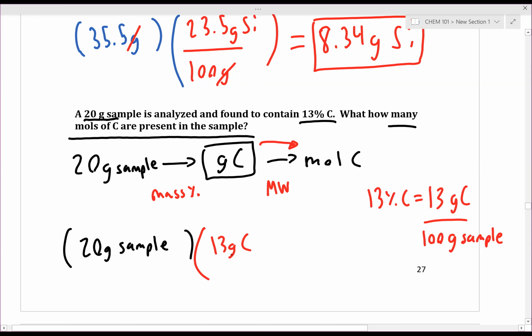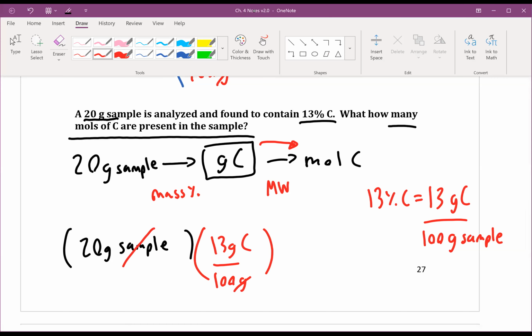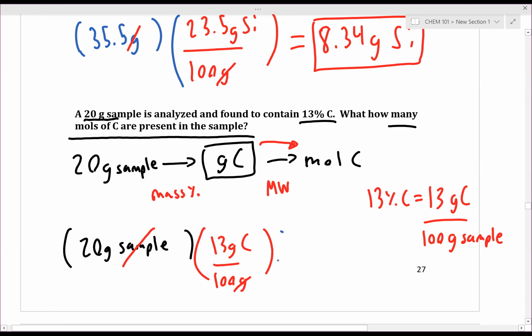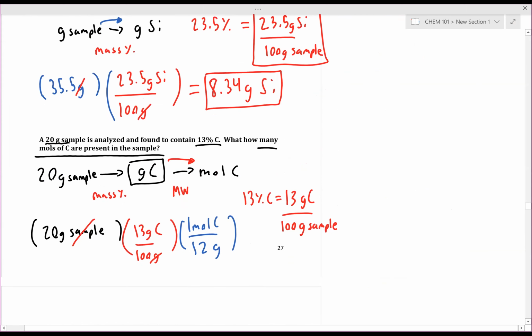We have 13 grams of carbon for every 100 grams of sample. The grams of sample cancel. We're left with grams of carbon. Now for the next portion of this conversion, if we're going from grams of carbon to moles of carbon, what units are going to be on top? Moles. So we have 1 mole of carbon per how many grams? 12, exactly. We are now ready to execute and complete this problem.